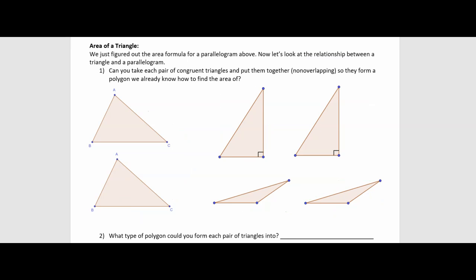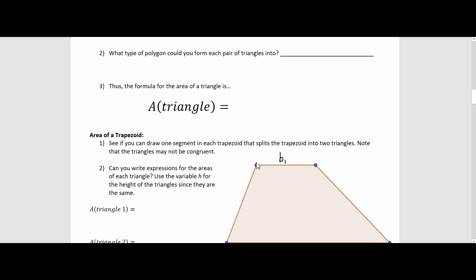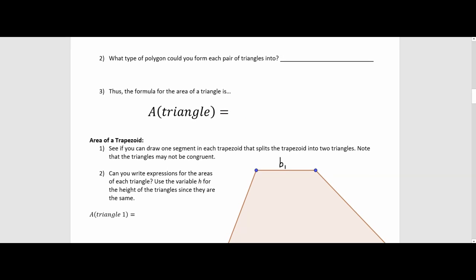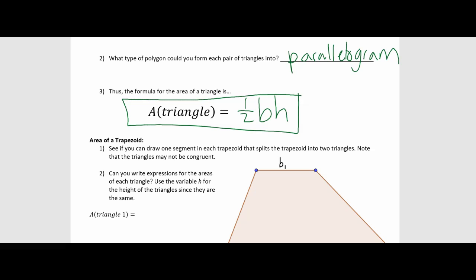So let's answer some of these questions down here. We already know the type of polygon we could form each pair of triangles into. That would be a parallelogram. Again, sometimes we can do a rectangle, but a rectangle is still a parallelogram. And since we know that each triangle is just half of the parallelogram that two triangles would form, well, the area of the triangle is 1/2 base times height. And again, this formula comes from the fact that two congruent triangles will always form a parallelogram.